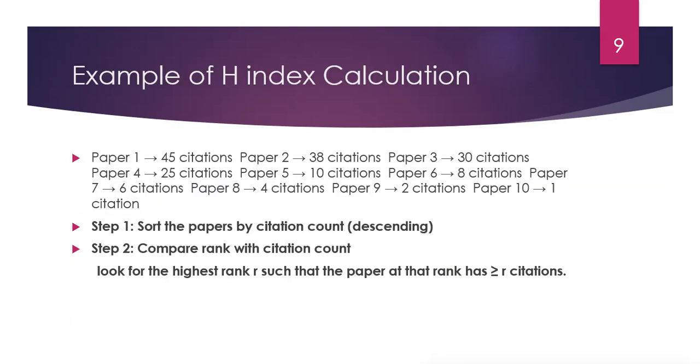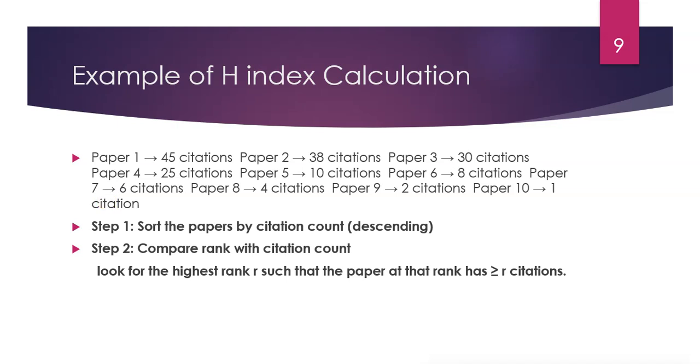Another example of H-index calculation is presented here. Suppose a researcher has 10 papers with these citations. For example, paper 1, 45 citations, paper 2, 38 citations, paper 3, 30 citations, paper 4, 25 citations, paper 5, 10 citations, paper 6, 8 citations, paper 7, 6 citations, paper 8, 4 citations, paper 9, 2 citations, paper 10, 1 citation. So we want to calculate the H-index.